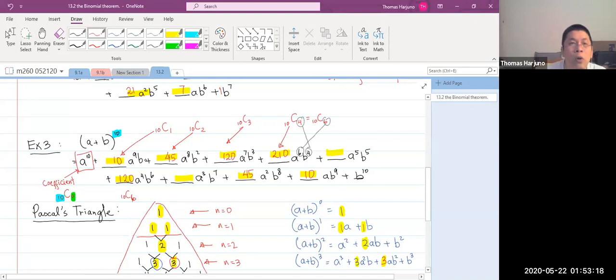Oh, I wrote this wrong. I'm sorry, I wrote this wrong. I have some dyslexia, I guess. It's supposed to be 210 there. Good thing I wrote that 120. So this is 120 here.